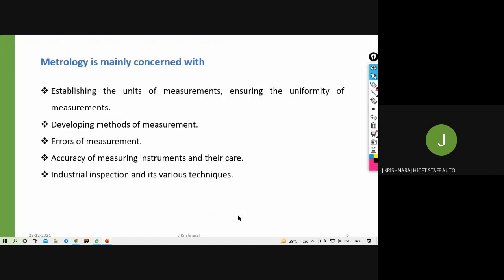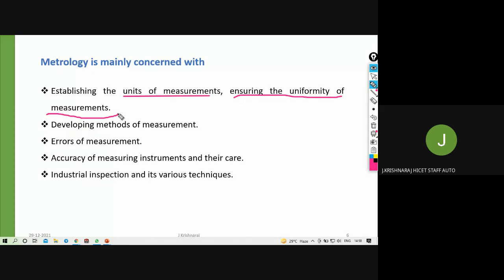The next is that metrology is mainly concerned with the unit of measurements, ensuring the uniformity of measurements. If you are measuring multiple times, how much uniformity of answers are we able to get? That is an important part of this. The unit of measurement is how uniformly we can get answers.